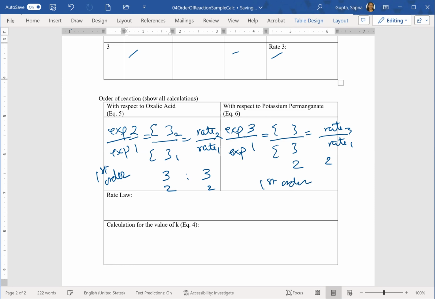If it's first order, then your rate equation is: rate is equal to K times oxalate, C2O4, or you can just write oxalic acid, and then permanganate, KMnO4. You don't have to write 1 and 1 because it's understood, but you can go ahead and write 1 and 1. If they come out to be 2 and 1, then you write 2 and 1. And then calculate for K from your rate equation.